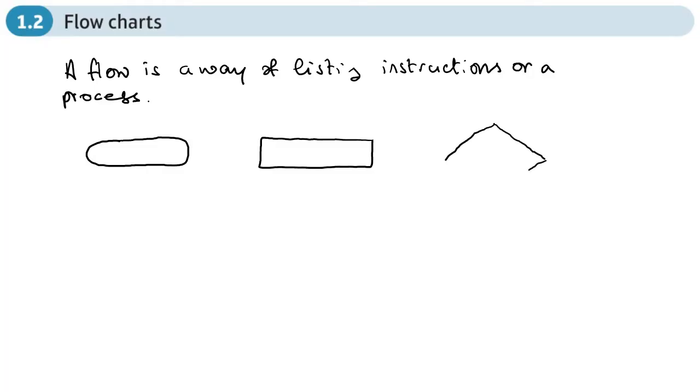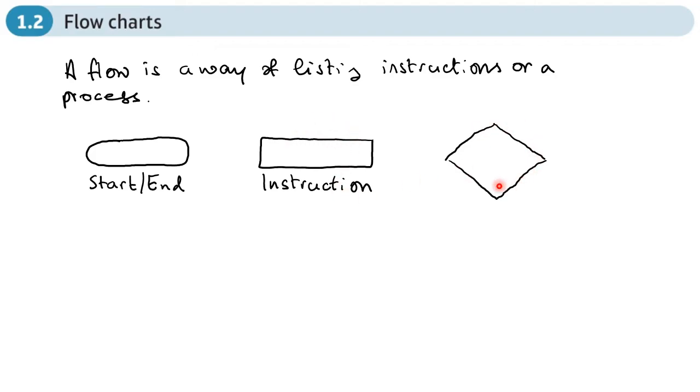Okay, so these are the different shapes we need to recognize in a flowchart. The first one here will occur at the start or the finish of a flowchart. So you'll see this shape at the start or the end of a flowchart. The second type of shape we get, this rectangle, will be an instruction. So if you see a rectangular box, inside it will be an instruction. It will be a process, something that you need to do, a step that you need to follow.